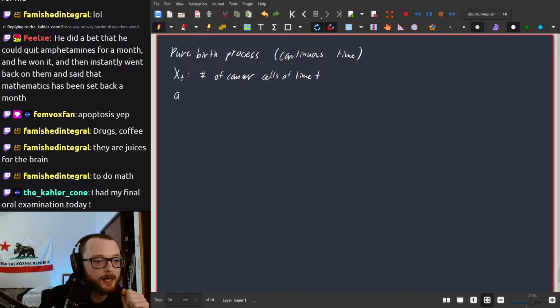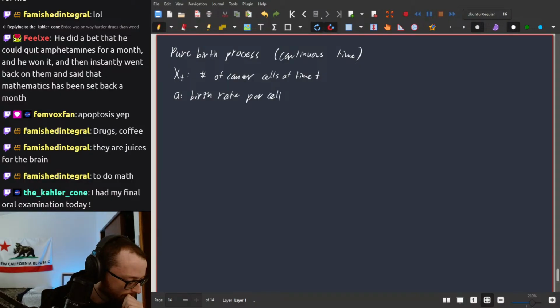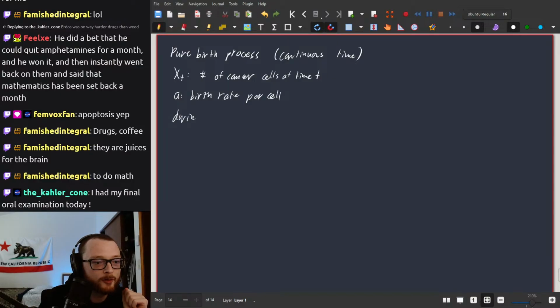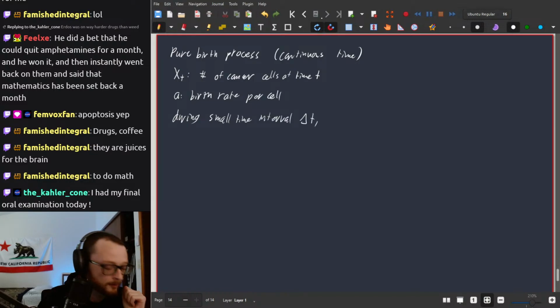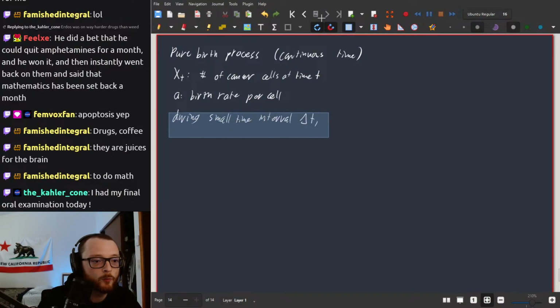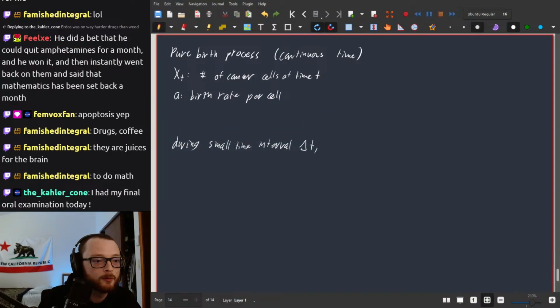And we're going to define A, which is the birth rate per cell, during a small time interval delta t. Oh, I need to define one more thing. Wait, no, I don't.